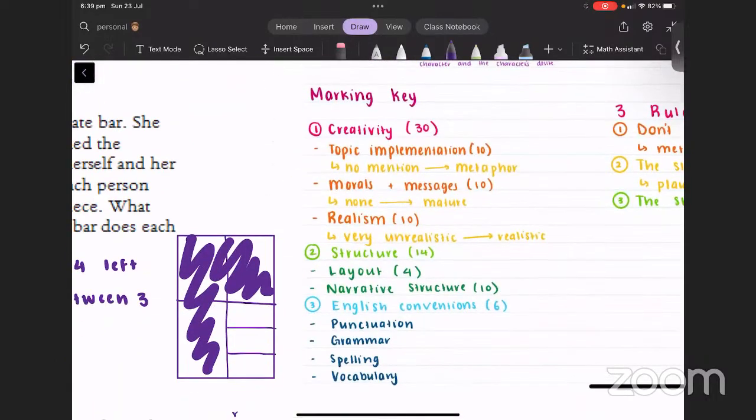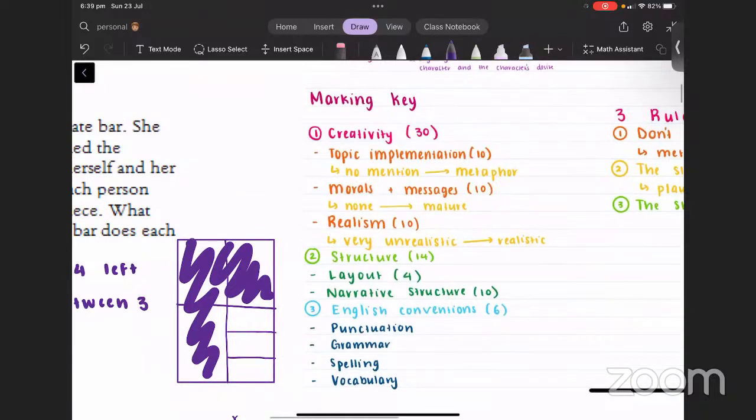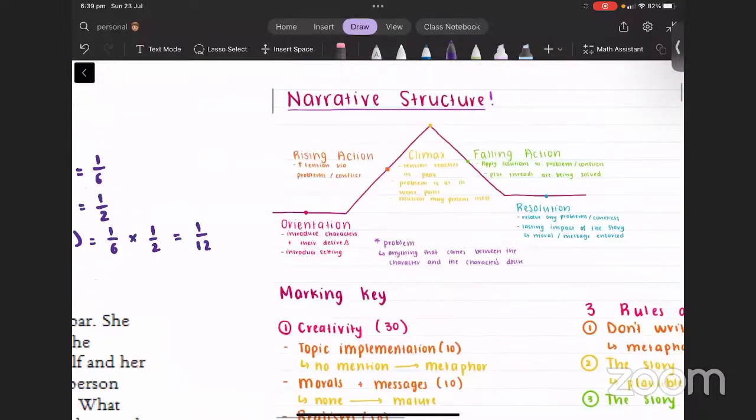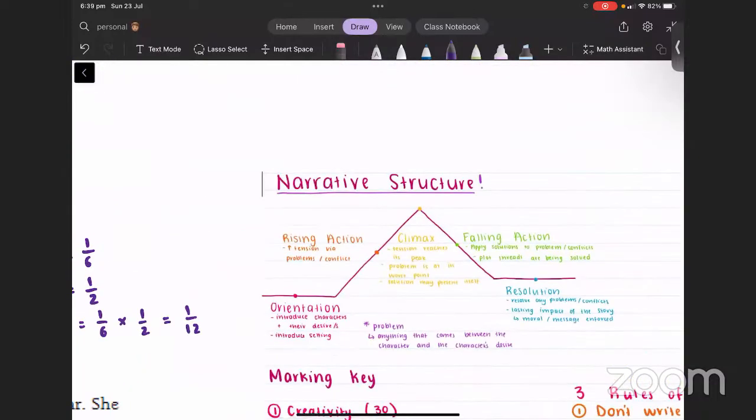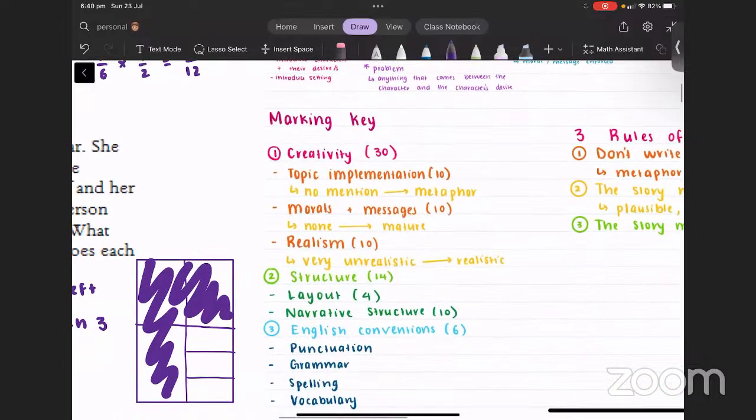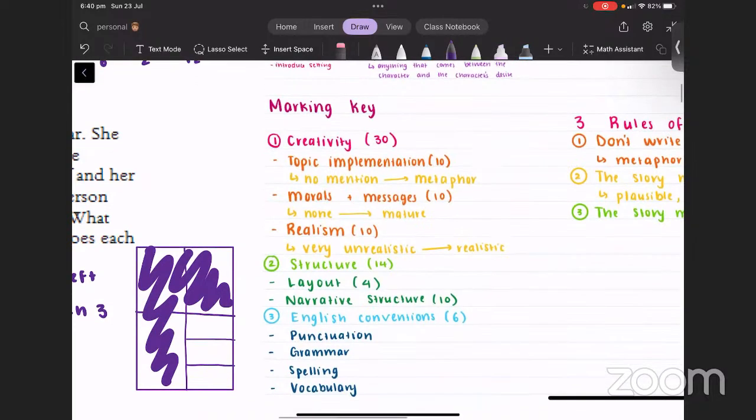Then we have the structure. In terms of layout, that means you're writing in paragraphs. Try not to write one big block of text. It's very difficult to read, and if you have approximately 5 chunks, then you can have your 5 steps of your narrative structure. By having paragraphs, it makes it easier to read and better to differentiate the different stages of your story.